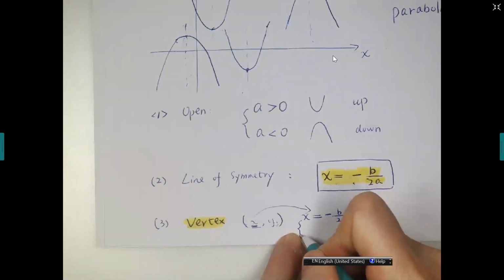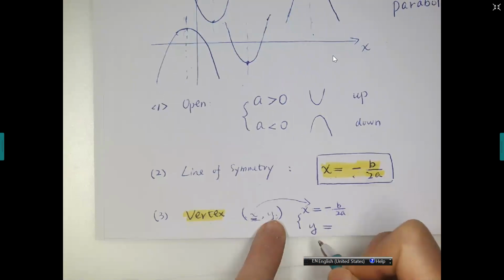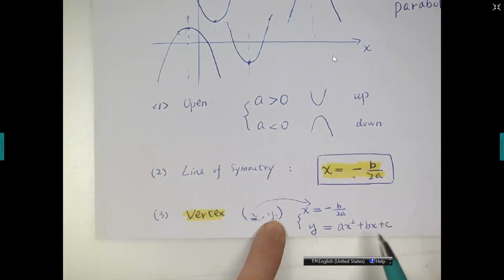After I know what x is, how do I get y? Y can be calculated by the quadratic equation, y equals ax squared plus bx plus c. So plug whatever numbers we have into the quadratic equation. We know a already, we know x now, then we can calculate what y is.